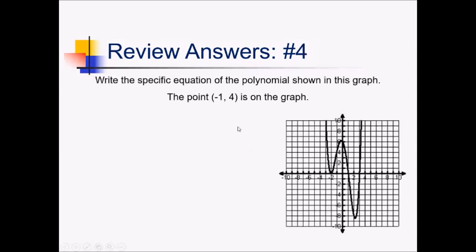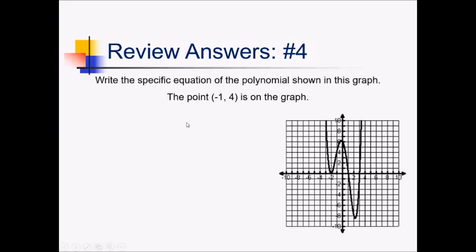To write a specific equation of a polynomial where a point is given, such as this problem where they gave us the point negative 1 comma 4, they told us that point, which is right about here, is on the graph for sure. We're basically going to start by finding a possible equation, only we're going to put a little a out in front of everything just to represent an unknown constant that we're going to have to find to make things really specific.